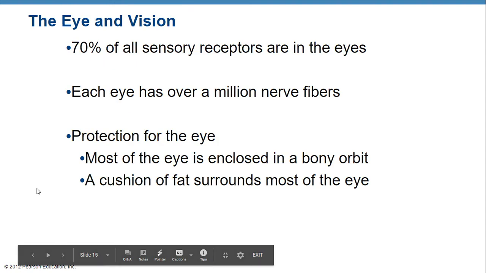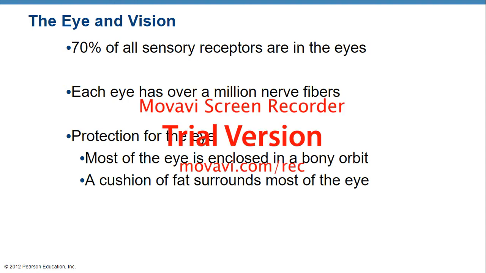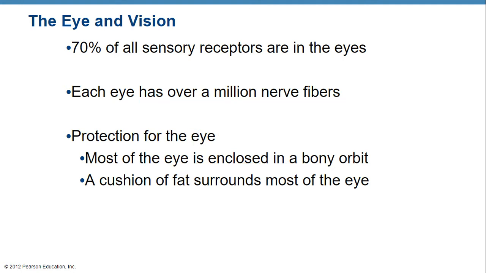So we're going to start off with the eye and vision. So 70% of all sensory receptors are in the eyes. Each eye has over 1 million nerve fibers. So in protection for the eye, you have the bony orbit that the eye is enclosed in. You also have a cushion of fat that surrounds most of the eye.